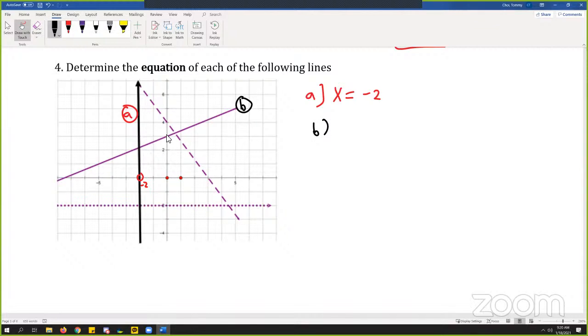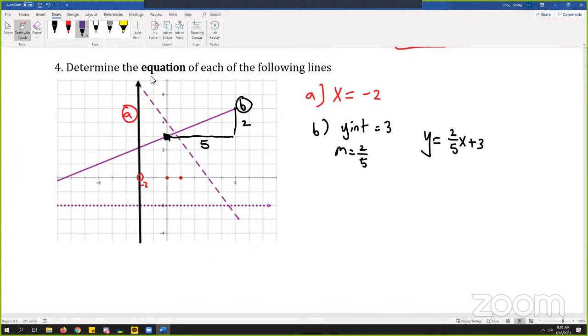Here, we have the y-intercept, right? That's the important part. The y-intercept here is 3. So we have that information. And we also can figure out the slope here. If I try to draw a slope line here, we're going to get 5 and 2. So the slope here is 2 over 5. So my final equation should have been y equals 2 over 5x plus 3. Any questions?